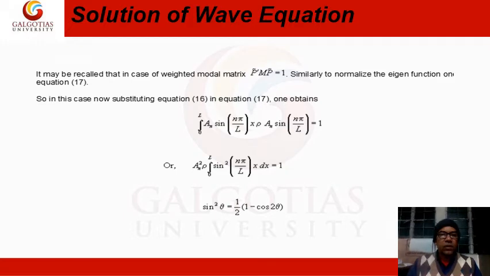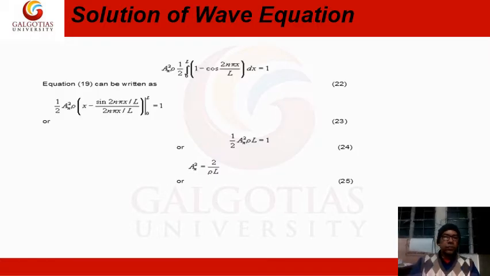It may be recalled that in the weighted modal matrix, P transpose M P equals 1. Similarly, to normalize the eigenfunction in equation 17, substituting equations 16 and 17, we obtain this expression where we have to integrate from 0 to L, and with that we use sine squared theta equal to 1 by 2 times (1 minus cos 2 theta). Solving this again, we get the function in this way, and a1 squared by 2 times rho L equal to 1, where a1 squared will be 2 by rho L.